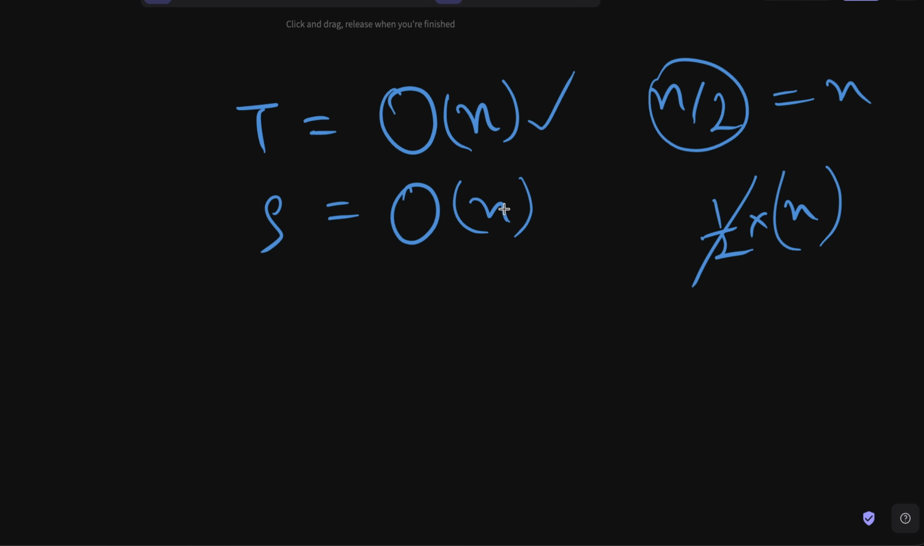Similarly for space, even though we are going to have n by 2 DFS calls, which means we will be using the same n by 2 space for the call stack in the auxiliary space, then again this 1 by 2 will be ignored and we will have order of n.